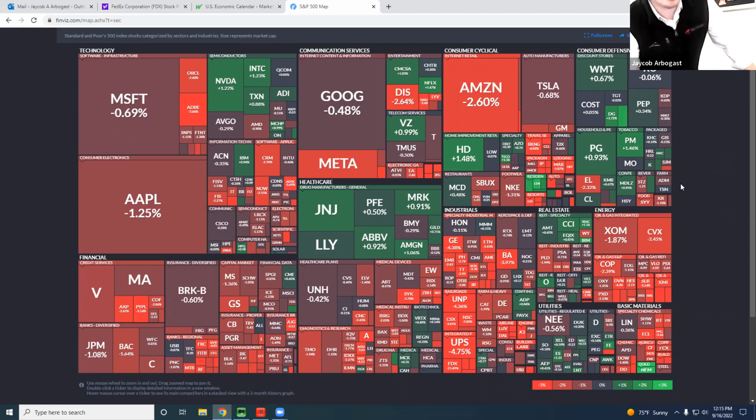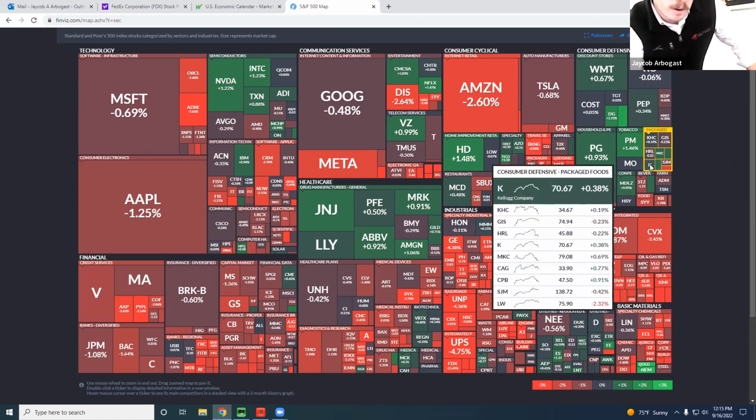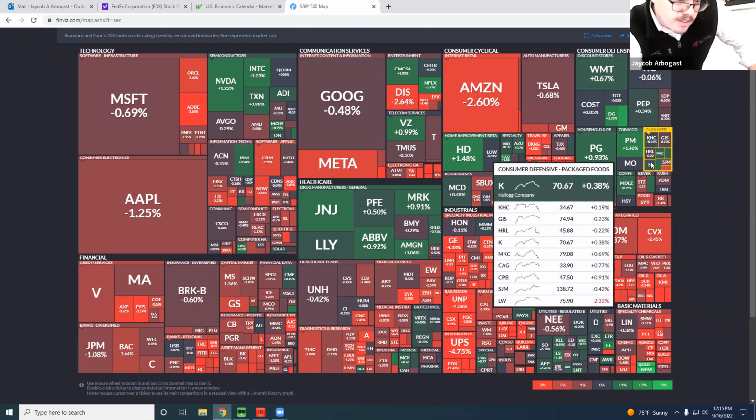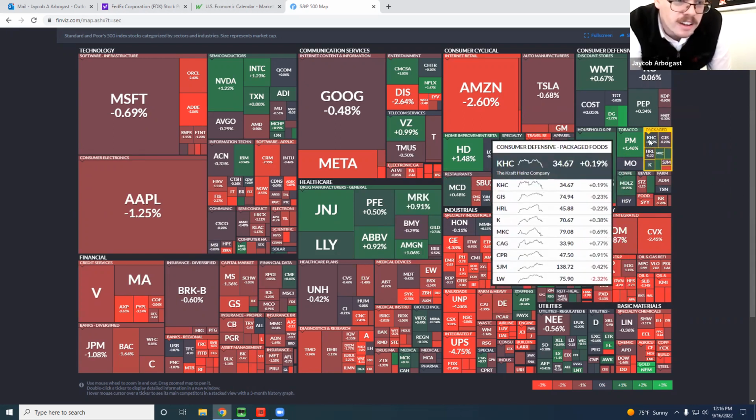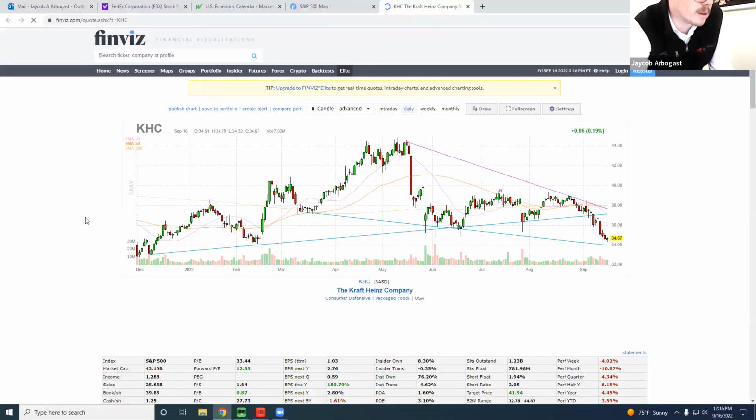Okay, yeah, which would be one of those defensive ones, right? Is this it? It's Kellogg. I don't know what Kraft's ticker is. There it is, KHC. Boom. I double clicked on it. So this is their chart. This is from stock charts, right?